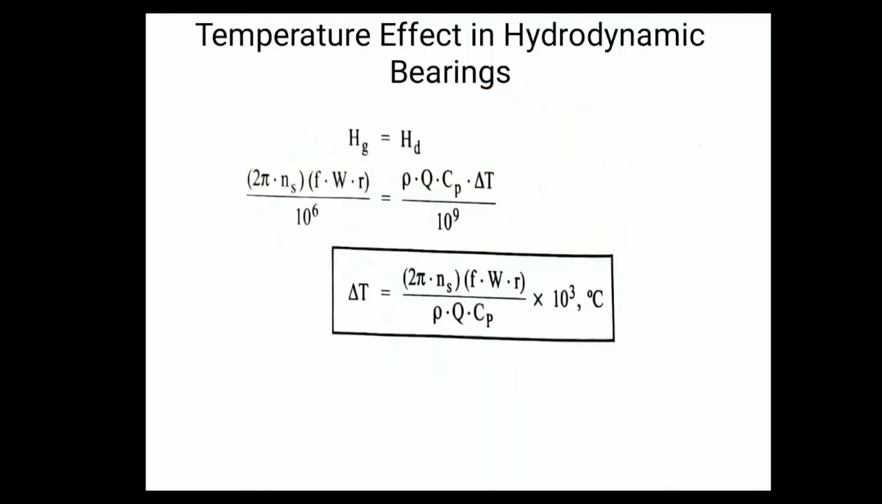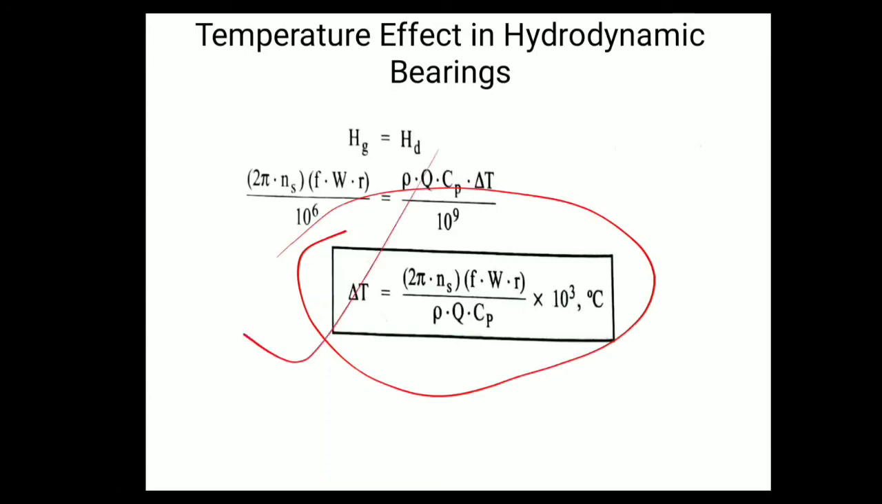By comparing these two, we'll get the temperature rise: 2 pi ns FWR divided by rho Q Cp into 10 raised to 3, in degrees centigrade. This will be your temperature rise for the sliding contact bearing.